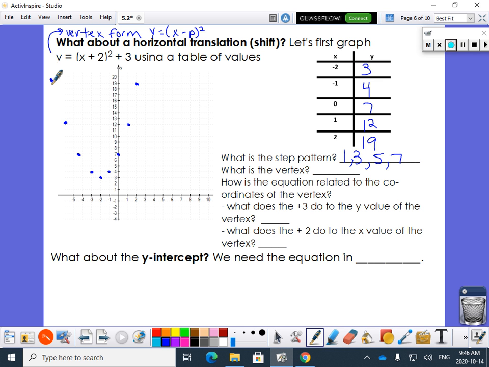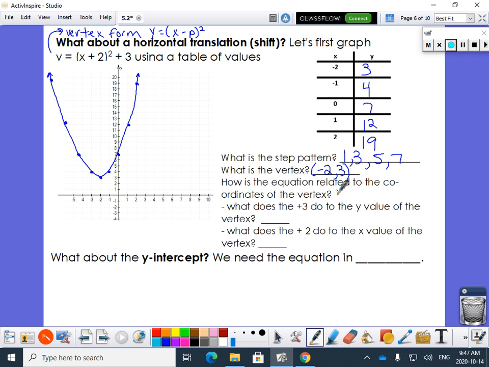Okay, so now I'm going to do that. And there we have it. What is the vertex? What's our vertex? You guys tell me, what are the coordinates of the vertex? Okay, so don't let the 0 confuse you. Is this really the vertex of the parabola? No, this is, right? So what are the coordinates?